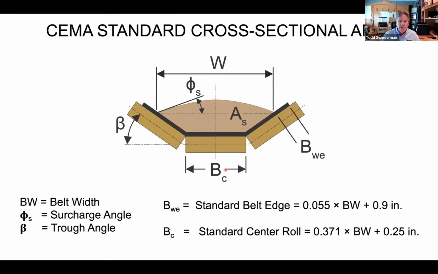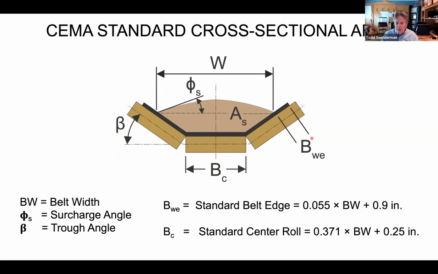We're going to talk about CEMA methodology. CEMA uses these standard terms. This is your surcharge angle. They idealize the material profile as a semicircular surface tangent to the surcharge angle. They use a standard center roll dimension. One of the nice things about their system is you can plug in any roll, any belt width, odd belt widths, odd roll diameters, odd troughing angles that you want.